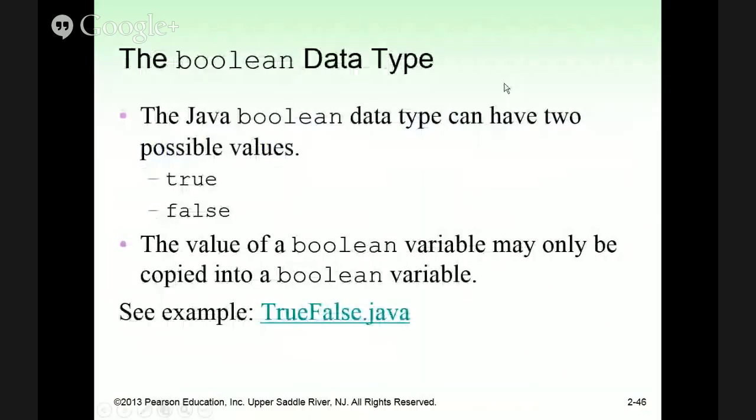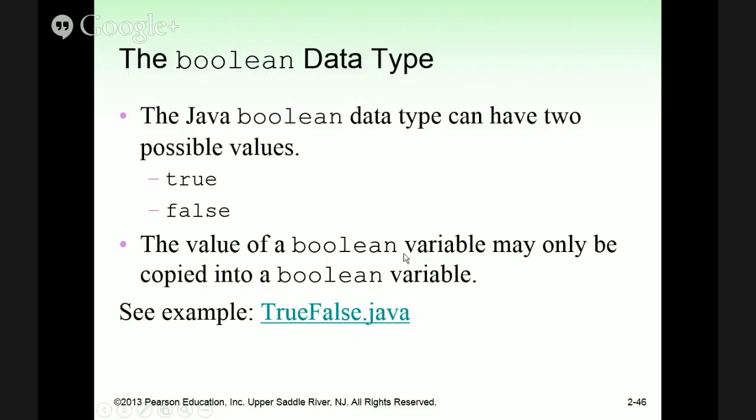The next data type we have is arguably the simplest of all the data types. It's the Boolean data type. This was named after a mathematician. His last name was Boole, George Boole. And the Boolean data type can only have two possible values, either true or false. It can only have one or the other. It can't have both at the same time, and it must have always one or the other.